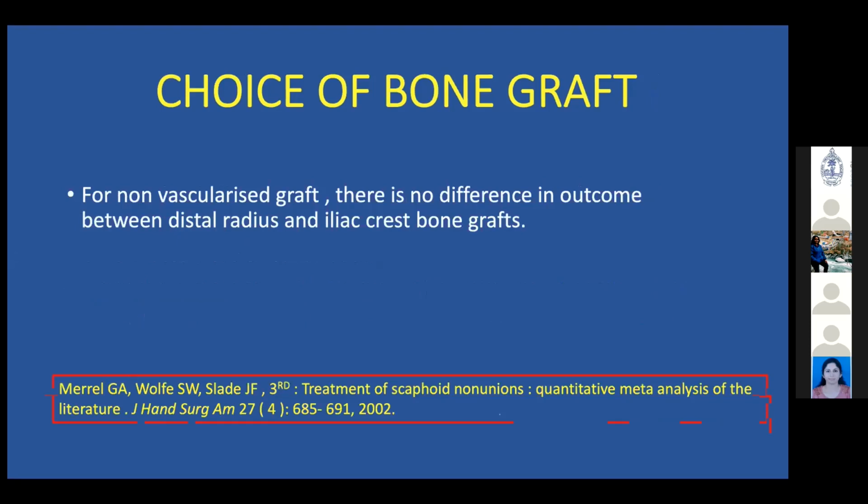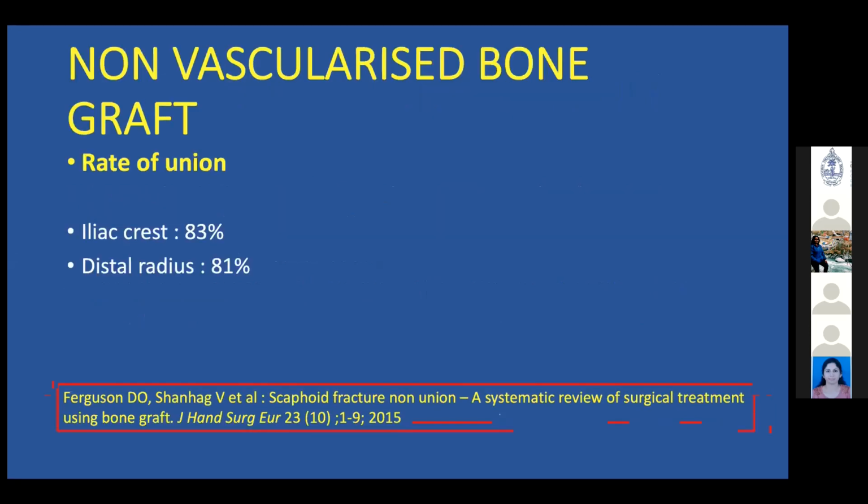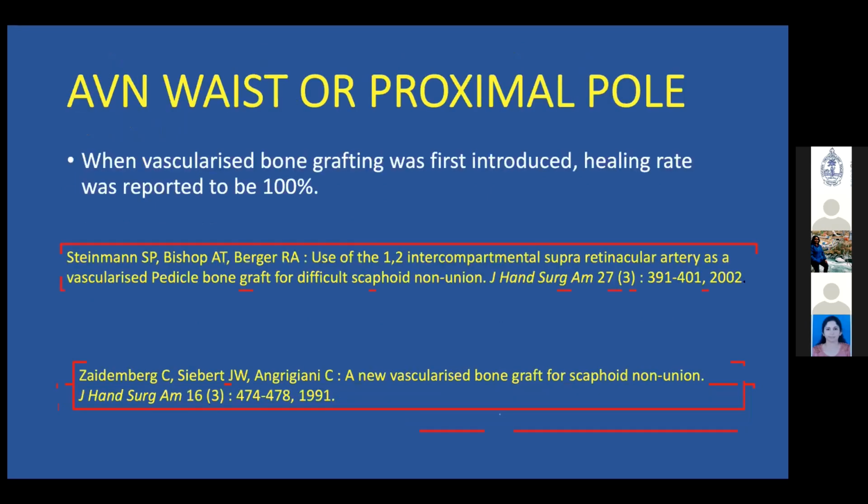So again, this is another study which shows that there is no difference in outcome between distal radius and iliac crest bone grafts. The rate of union also was almost the same with iliac crest and the distal radius. We tend to use a vascularized bone graft when there is avascular necrosis of the proximal pole.